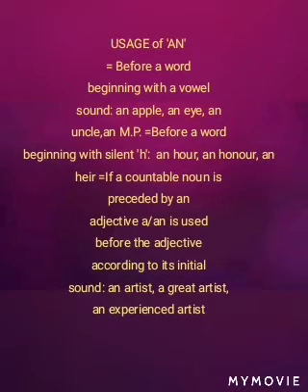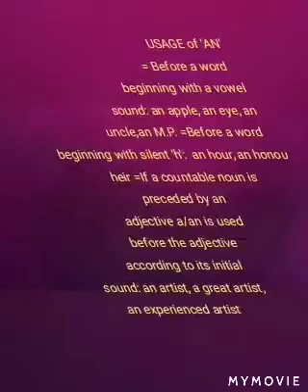So where else to use an? Before a word beginning with a silent H: an hour, an honor, an heir. So here H has not been pronounced. If a countable noun is preceded by an adjective, a or an is used before the adjective according to its initial sound. An artist. So the vowel sound is there. A great artist. Great, so the sound is of a consonant. So a great artist. An experienced artist. So again, you need to make sure that you follow the sound.